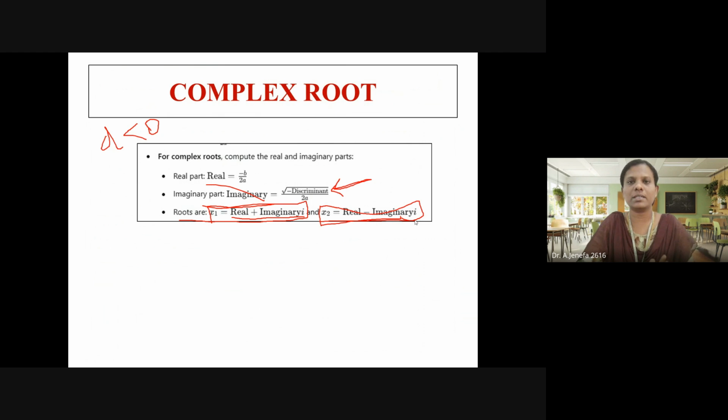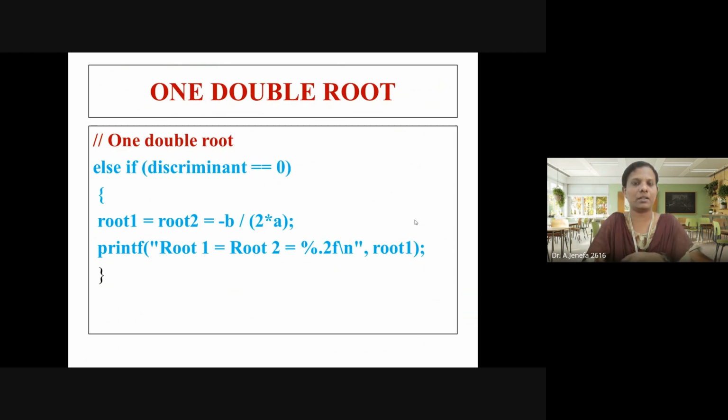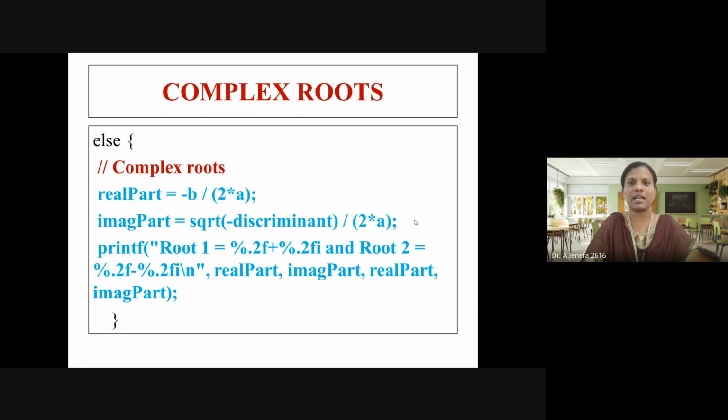Okay, let me show you the C program. So this is the C program to calculate if the discriminant value is equal to 0. If the discriminant value is equal to 0, both the roots are same, root 1 and root 2. And what's the formula to calculate if discriminant value is equal to 0? Minus b by 2a. So these are all the 3 conditions.